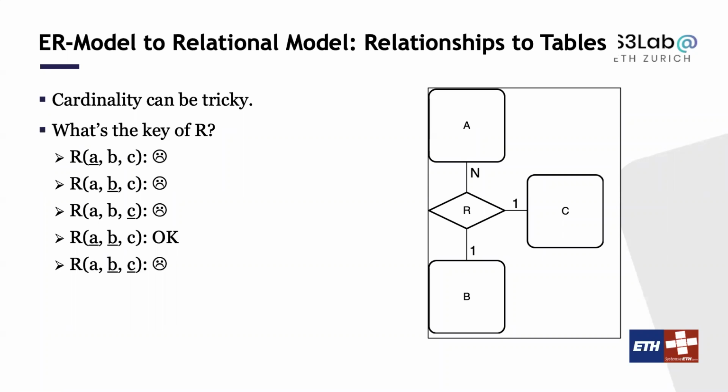Can I have B and C as a key? In this case, no. If you look at the ER diagram, it is possible that the same value of B and C appears multiple times, because here's the N. For each combination of B and C, it might be associated with multiple values of A. That case is not allowed if you are setting B and C as a key.